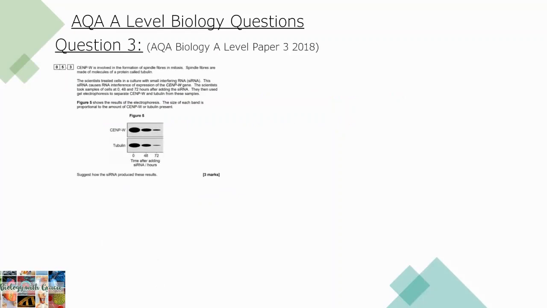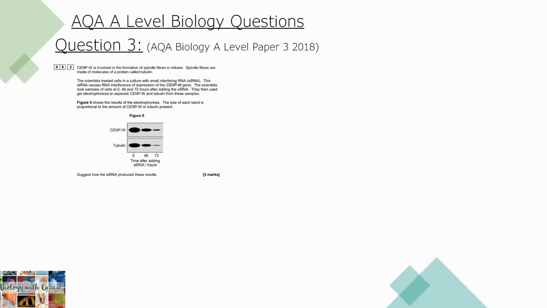Question 3. CENPW is involved in the formation of spindle fibres in mitosis. Spindle fibres are made of molecules of protein called tubulin. The scientist treated cells in a culture with small interfering RNA, siRNA. This siRNA causes RNA interference of expression of the CENPW gene. The scientists took samples of cells at 0, 48 and 72 hours after adding the siRNA.